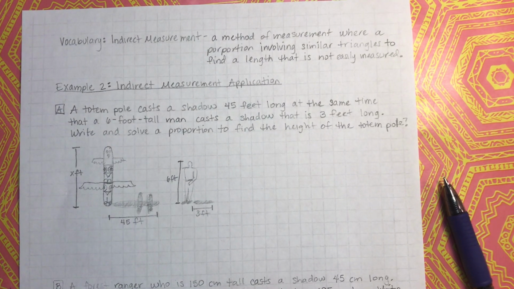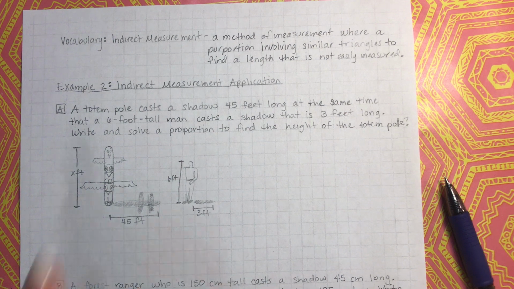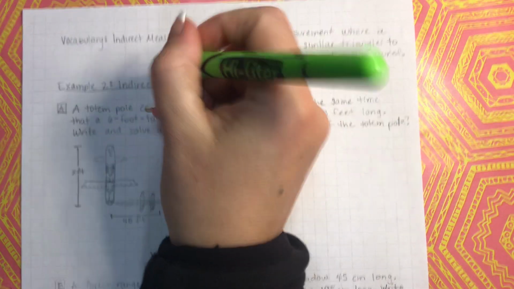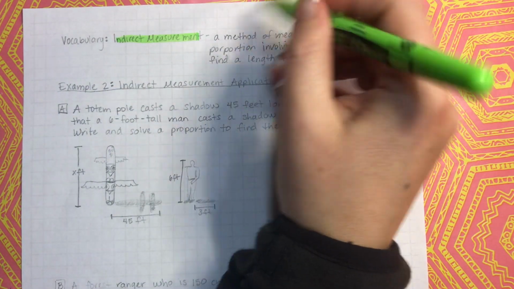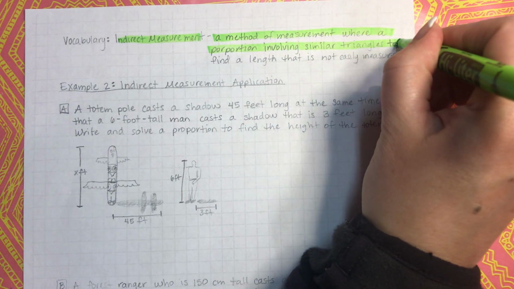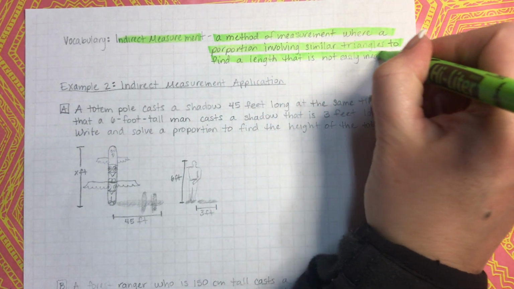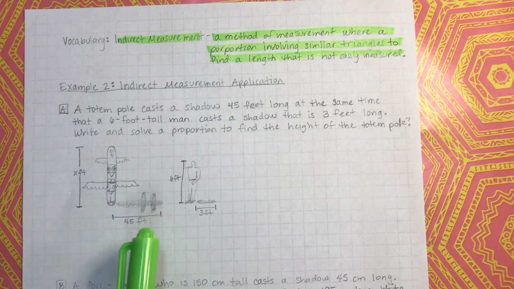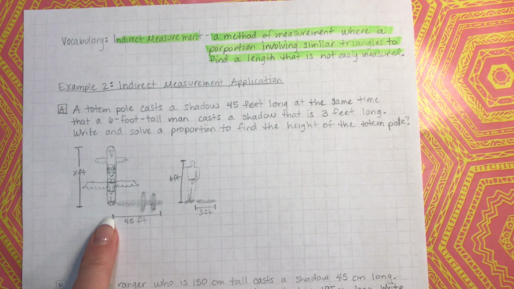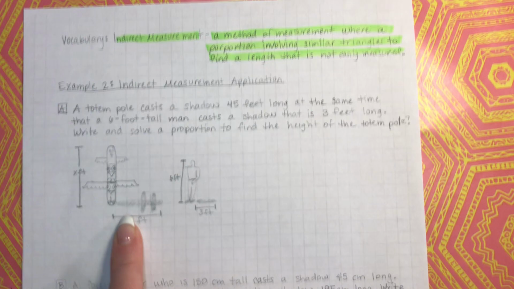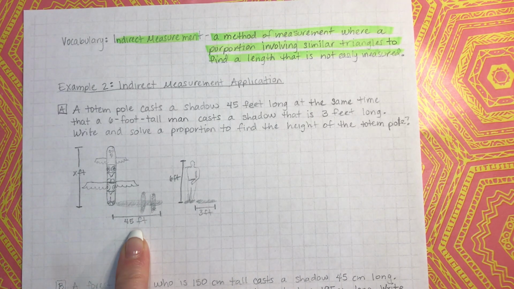All right, so we are going to get started with example 2, indirect measurement applications. Indirect measurement is a method of measurement where a proportion involving similar triangles is used to find a length that is not easily measured. So what we're actually going to be doing is using the sun and the shadows that the sun has on particular figures to find heights of figures that may be too tall for us to measure directly. So we're going to measure it indirectly.